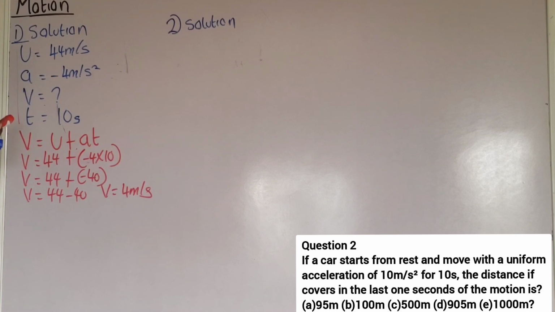A car starts from rest. A car starts from rest and moves with a uniform acceleration of 10 meters per second squared. Now, pay attention to the first statement. A car starts from rest, that means that it is not moving at all before. That means that the velocity at that point is what? 0, you understand?